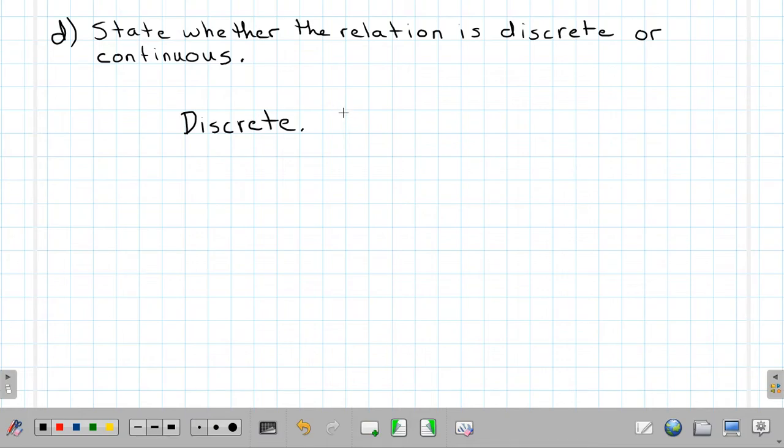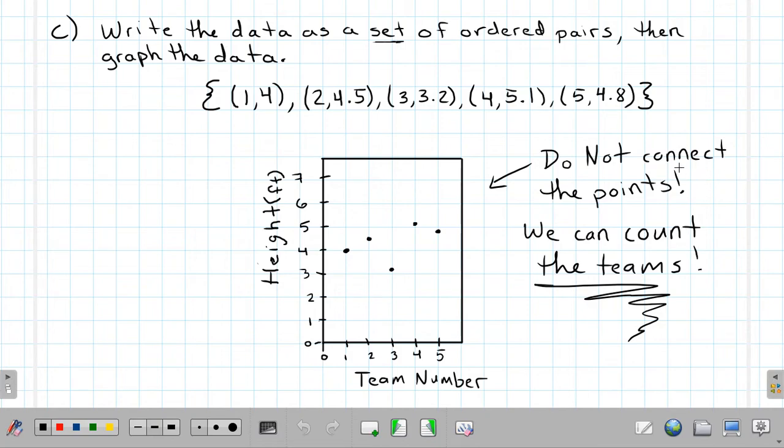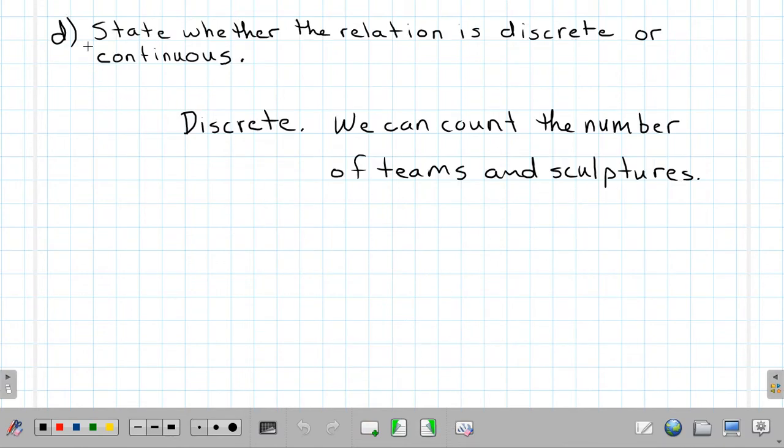Okay, and it's discrete because we can count the number of teams and sculptures. And why can we count the number of teams and sculptures? Well, once again, that goes back to us not connecting the points, because we only have one team 1, and they only have one sculpture that is 4 feet. We only have one team 2. They only have one sculpture that is 4.5 feet. Okay, so this would be considered a discrete situation, meaning we can count the number of sculptures and we can count the number of teams. Okay, so that means, for the answer to part D, this is discrete.